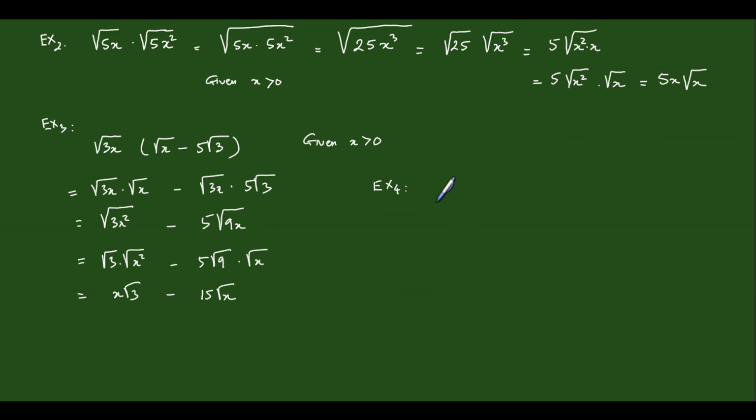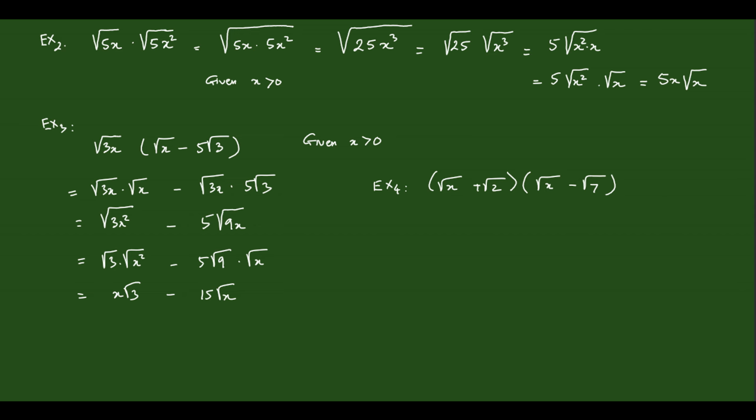What if I have two pairs of parentheses? So I have the square root of x plus the square root of 2, and you multiply by the square root of x minus the square root of 7. So I'm foiling them, right? I start foiling.